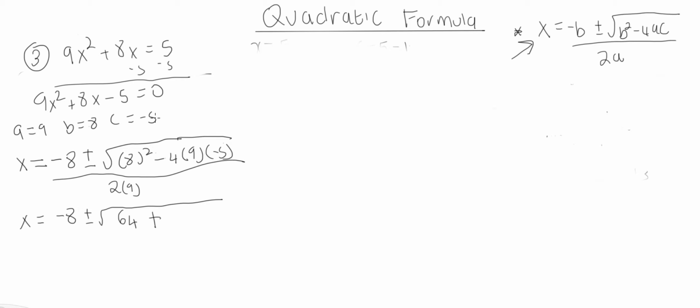So now you would need to do, and I would recommend using your calculator again, especially if you are allowed to use it. So if you're using your calculator, you would do -4 times 9 times -5. And that is 180 over 18. Next, you'll add 64 and 180.